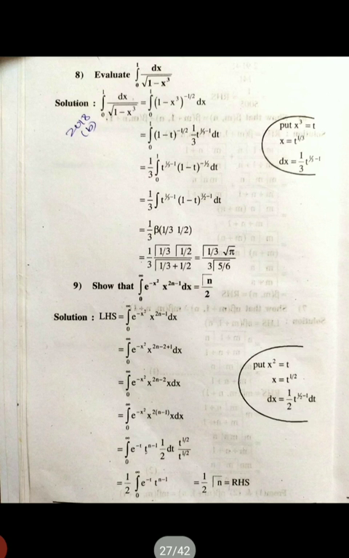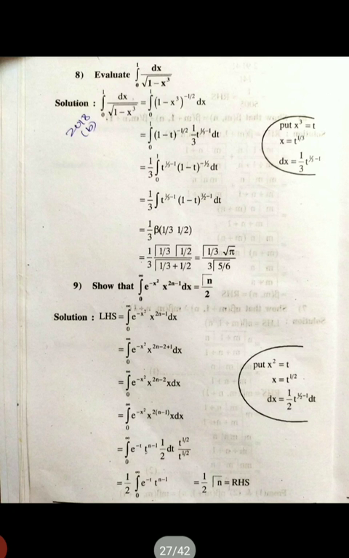Put all these values. See here, x is already t raised to 1 by 2, and t raised to 1 by 2 minus 1 is what? Minus 1 by 2. That's why I'm taking t raised to 1 by 2 in the denominator. T raised to 1 by 2 and t raised to 1 by 2 get cancelled. 1 by 2 is a constant, take it outside. The remaining part is what? Integration 0 to infinity e raised to minus t, t raised to n minus 1 into dt.